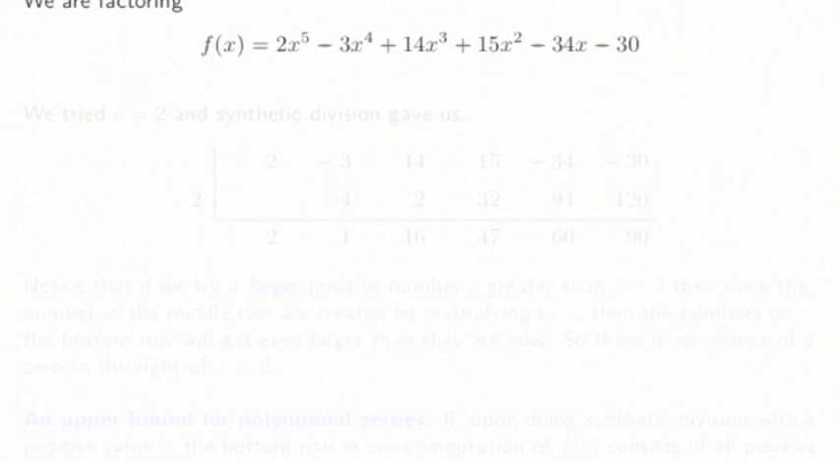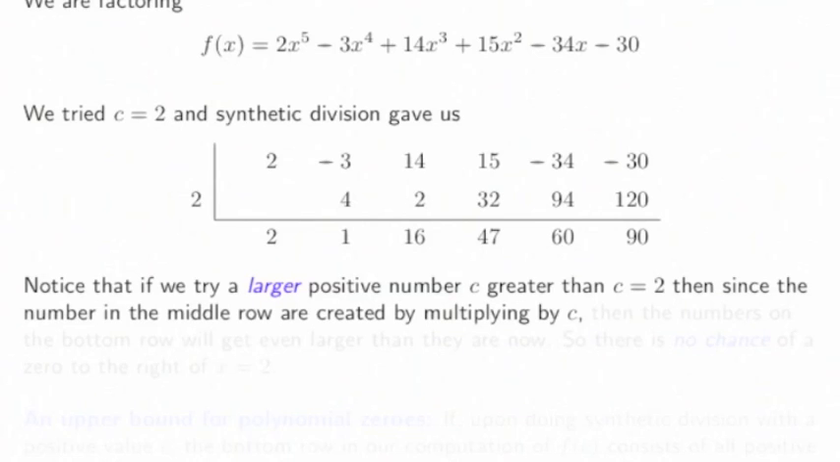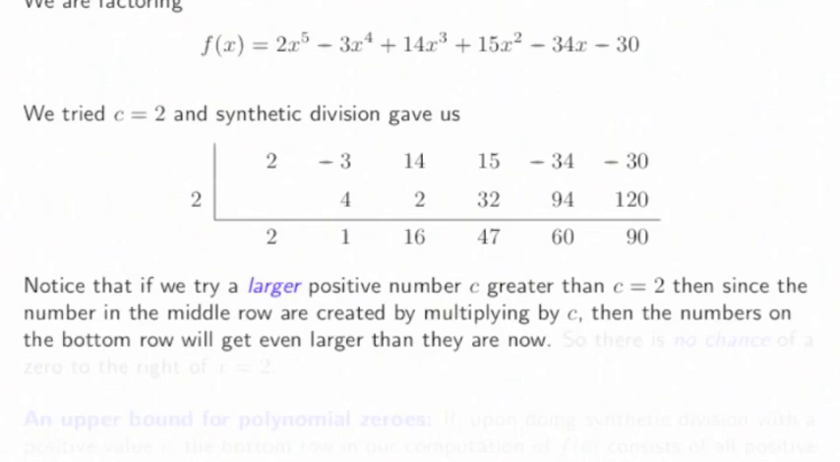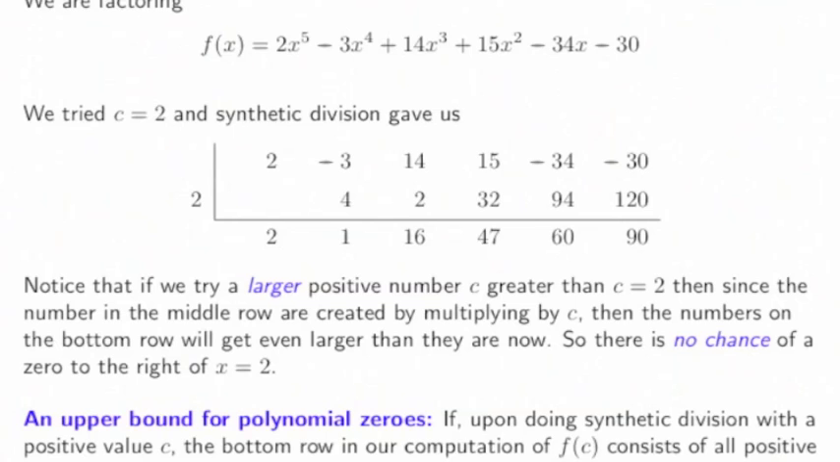Alright, we're factoring this. We tried c equals 2. We now know not to try anything bigger than 2 because that bottom row is all positive, since multiplying the middle row by a bigger number c would give us a number larger than they are now, so there's no chance of a 0 to the right of 2. This is an upper bound for polynomial zeros. If, upon synthetic division with a positive value c, the bottom row in our computation consists of all positive numbers or 0, then c is an upper bound for the zeros. We don't look further to the right on the x-axis for other zeros. The graph will not cross the x-axis again to the right.